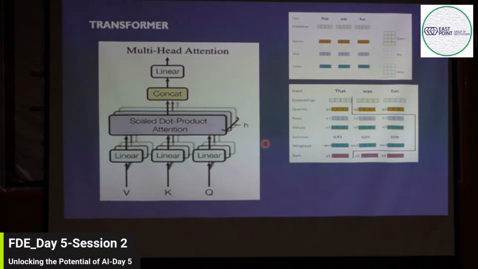Then what happens is each word is weighed in relation to the other words. So there's a matrix that is formed when each word is compared with the other words, and there is a weightage given to the word. So that is the way the internal computation happens.